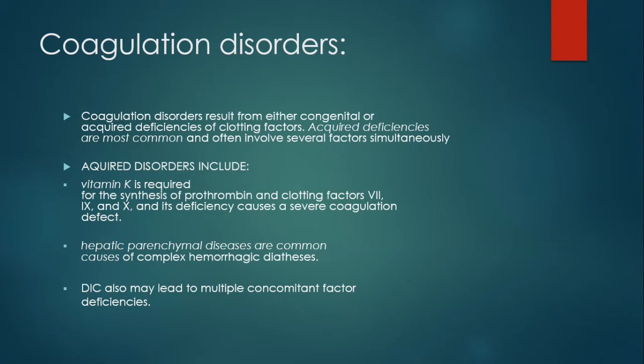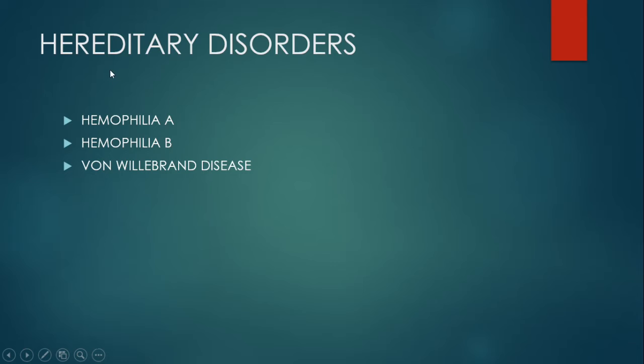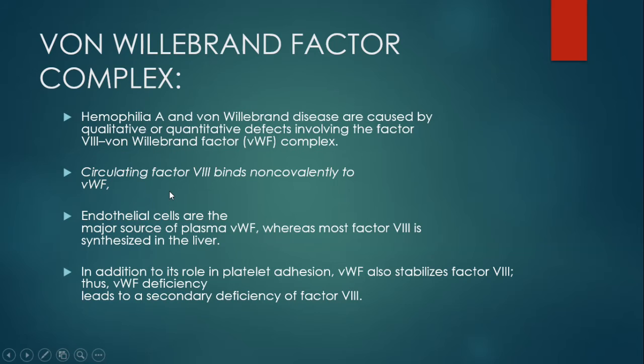Hereditary disorders are, as we have discussed, hemophilia A and B and von Willebrand disease. What is the von Willebrand factor complex? Basically, hemophilia A and von Willebrand disease are caused by qualitative and quantitative defects involving factor 8 and the von Willebrand factor complex. Circulating factor 8 binds non-covalently to von Willebrand factor. So in circulation, factor 8 is always bound to von Willebrand factor.